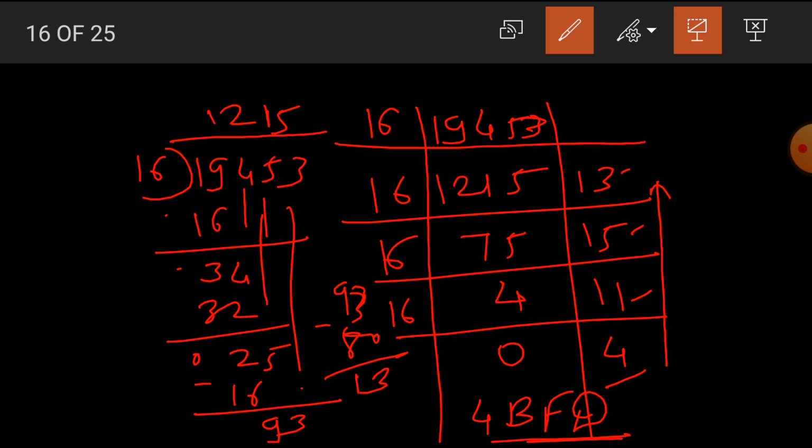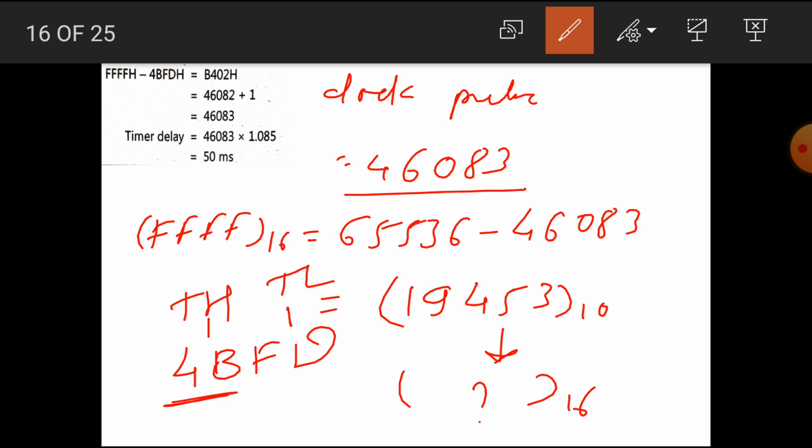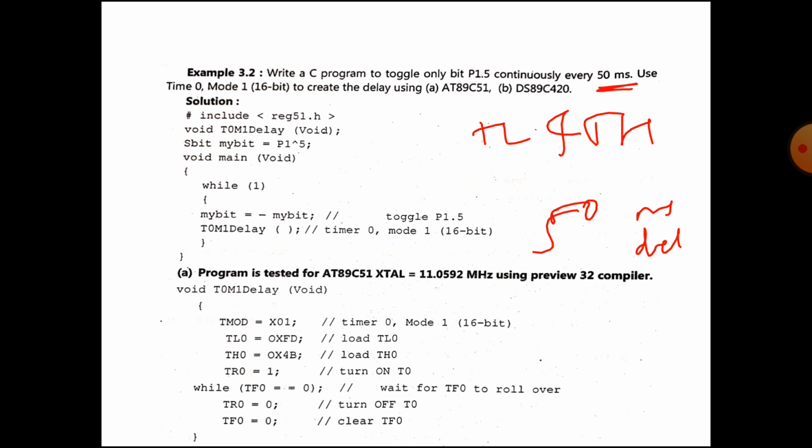Okay, I hope you all understand this conversion. That means we get the hexadecimal number 4BFD, out of which the 4B is loaded into the TH value and FD should be loaded into the TL value. I hope you all understand this calculation. Now let's see the program here.